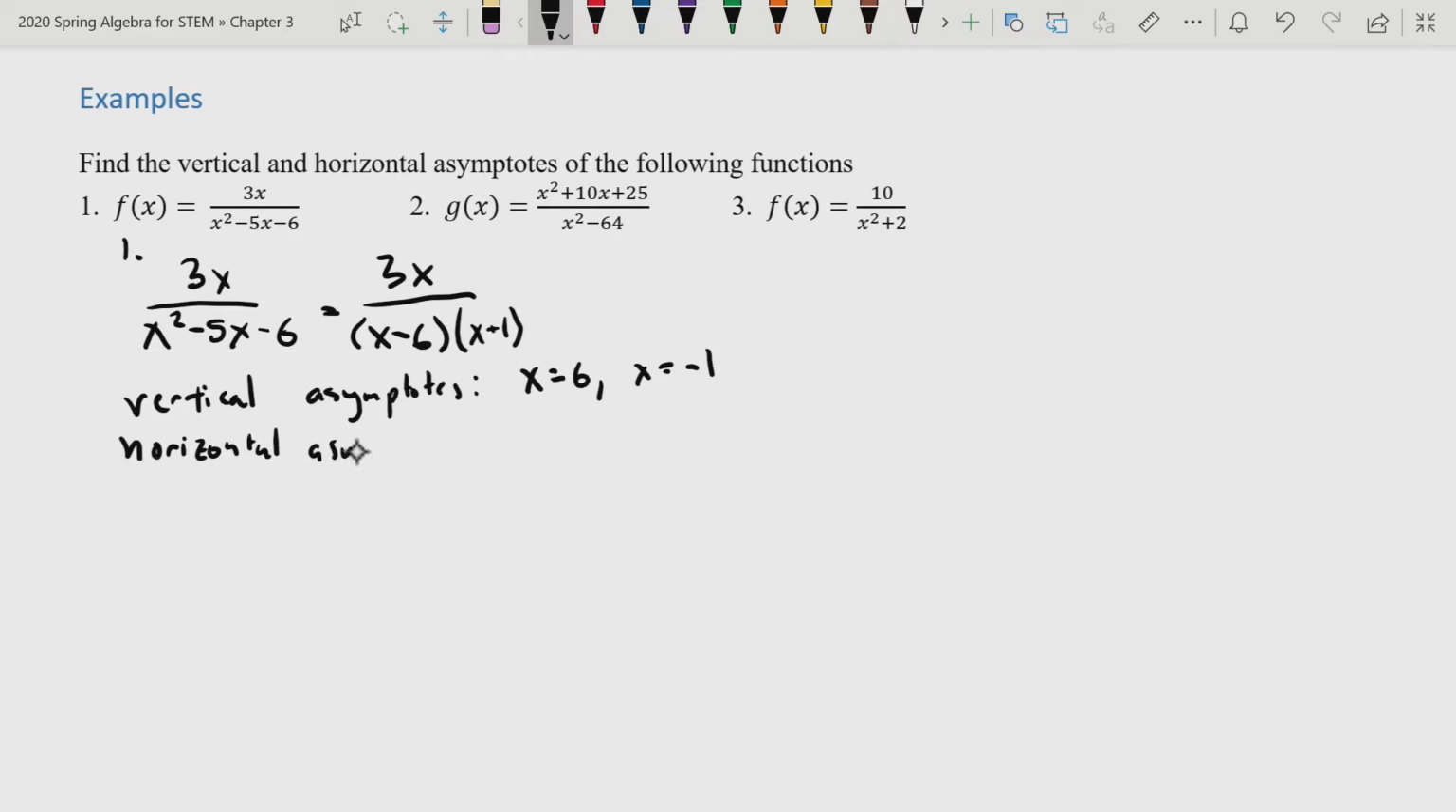To find the horizontal asymptotes, we look at the degree of the numerator and the degree of the denominator. The degree of the numerator is 1 because the highest power of x in the numerator is 1. The degree of the denominator is 2 because the highest power of x in the denominator is 2. So the degree of the numerator is less than the degree of the denominator. In this case, the horizontal asymptote is the line y equals 0.